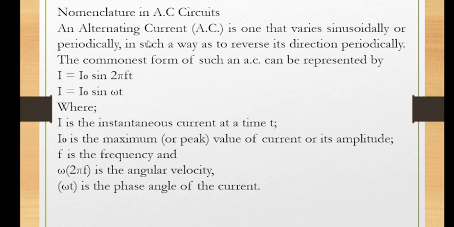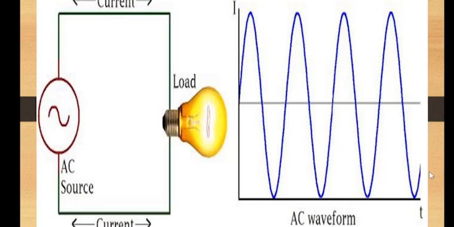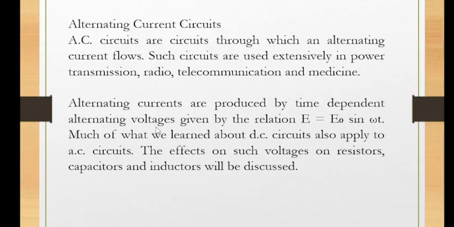Nomenclature in AC circuits. An alternating current is one that varies sinusoidally or periodically in such a way as to reverse its direction periodically. It reverses its direction, and that was what I explained in the previous slide. The commonest form of such an AC can be represented by this. So the current is represented by I naught sine 2πft, while I naught is telling us the peak current. Let me show you where the peak current is. This point, it's just like when we were relating to waves. The peak point here, which is called the amplitude, for an alternating current, this point is called the peak current. That is the maximum current.